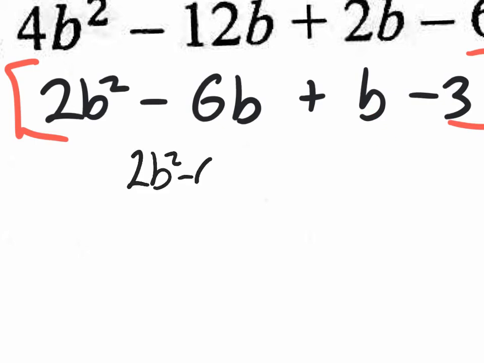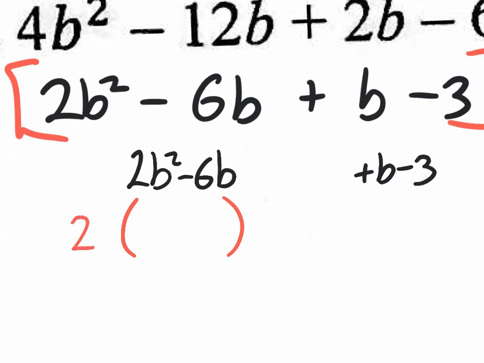2b squared minus 6b, and then my second group, leave some space, plus b minus 3. So in this first group, what could I pull out? A 2 and a b. So 2b times what will get us a 2b squared? That's b. And then 2b times what gets us a negative 6b? Minus 3.